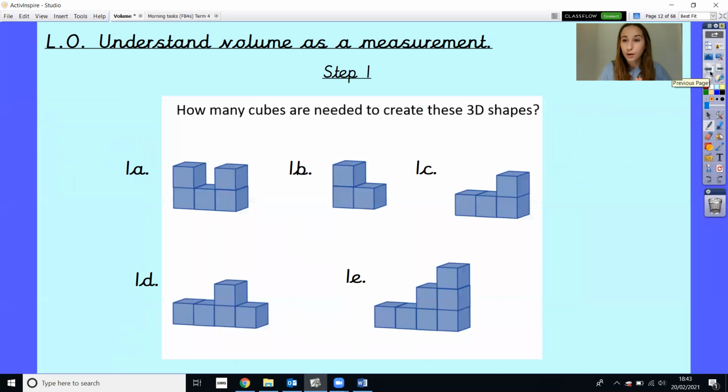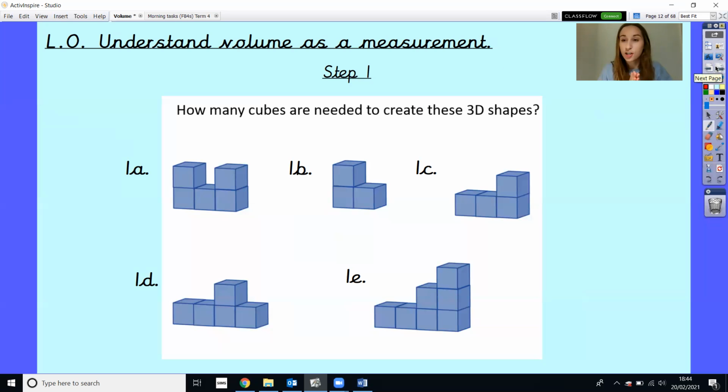So step 1, we're starting really simple. How many cubes are needed to create these 3D shapes? You can pause the video in a moment, write down which question you're answering, and write down for me how many cubes are being used to make these 3D shapes. Press play again when you're ready to check.